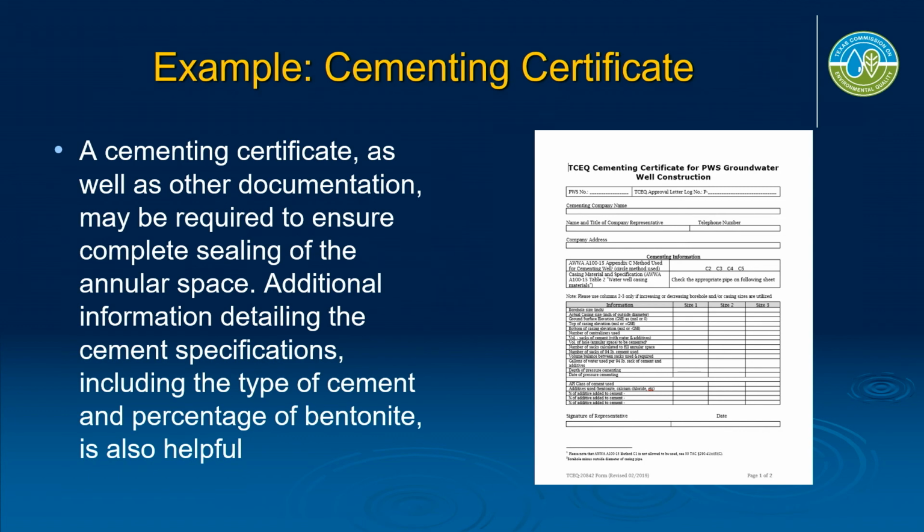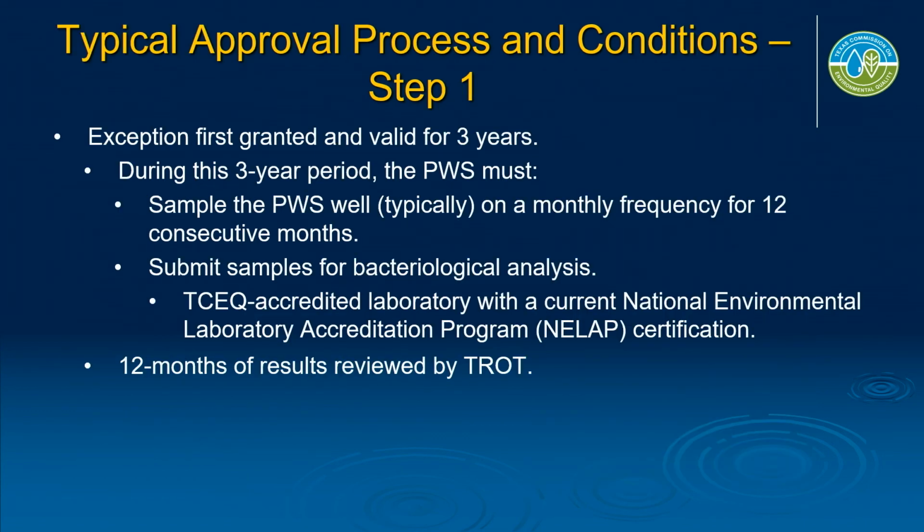So it's just a good thing to have and to submit with some of these exceptions. All right, the typical approval process for conditions, once you get them submitted and you get all the documentation ready to go: the exception will first be granted, and it's generally valid for 3 years. During this 3-year period, the PWS must generally sample the well, typically on a monthly frequency for 12 consecutive months, and submit those samples for bacteriological analysis.